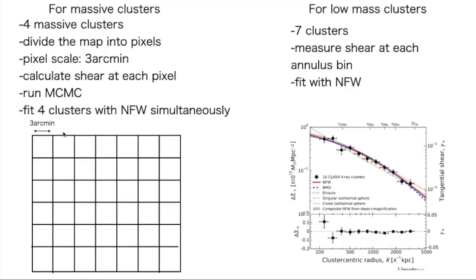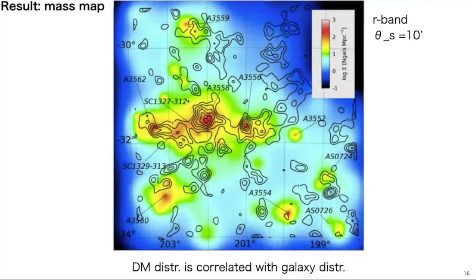Okay, so this is a mass map. This is the result for our study, and this one shows the mass map. We smooth the map with 10 arc minutes. As you can see, the color shows the galaxy density map, and the contour shows the result from the weak lensing.